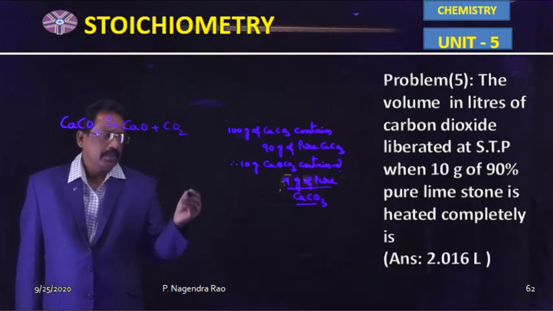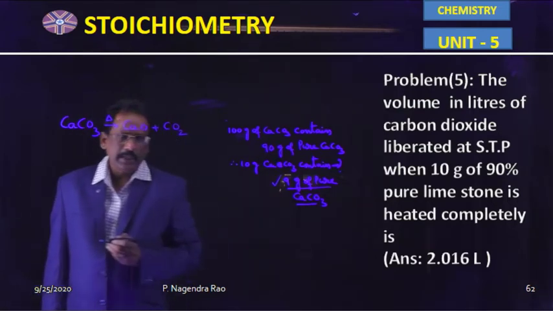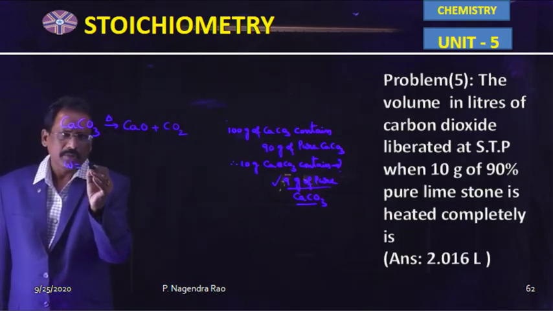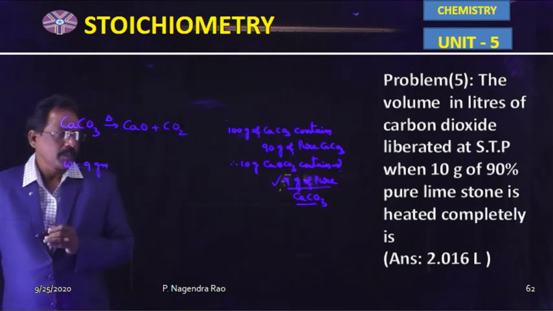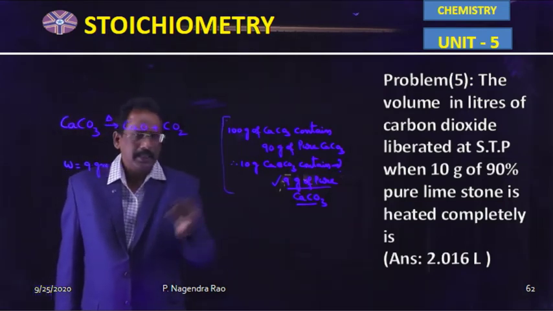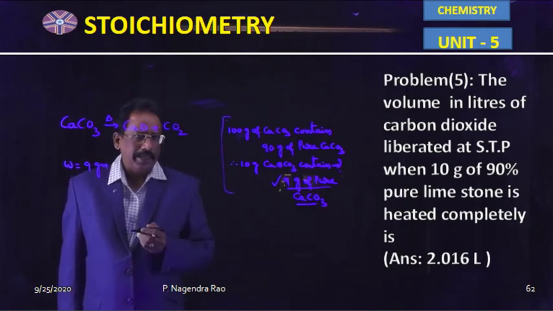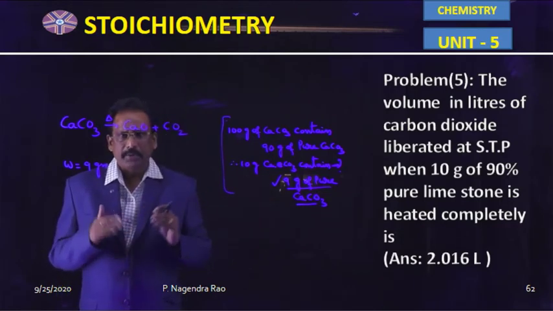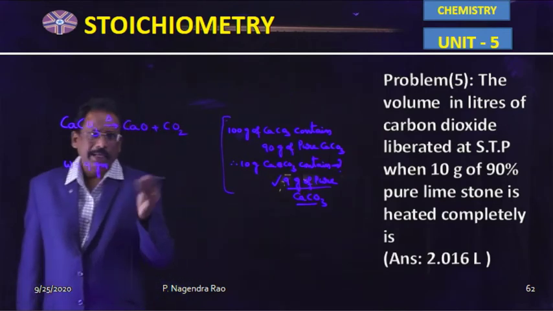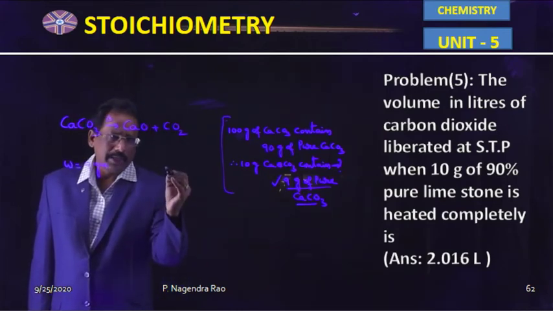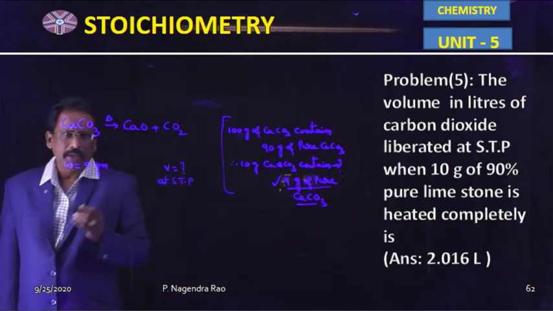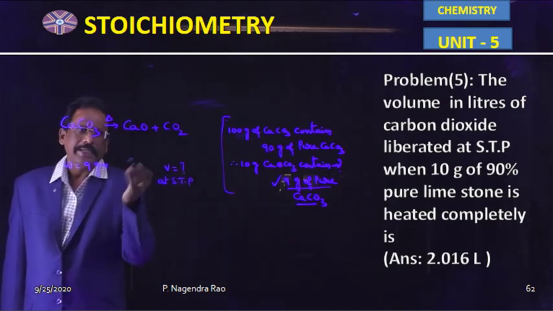Here the weight of pure limestone is equal to 9 grams, because the 10 grams of 90% pure limestone contains 9 grams of pure limestone. Now calculate the volume of carbon dioxide evolved at STP from 9 grams of limestone on heating.